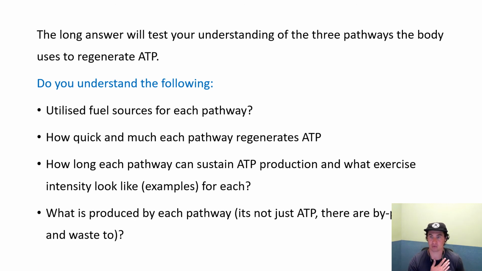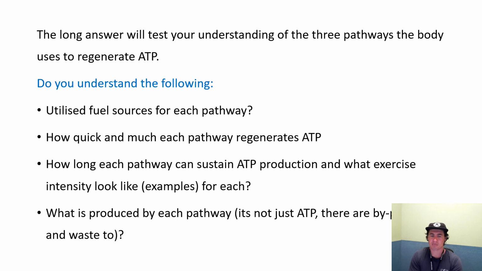And these 4 PowerPoints will, if you've got an answer for all of these, or discussion around all of these, then you'll be sweet. So what fuels are utilized at each pathway? So how is ATP regenerated at the ATP PCR space, the glycolytic space, and oxidative space? How quick and how much does each pathway regenerate ATP? This is similar to a couple of questions previous, where I'm just looking at things like super fast, fast, slow, small or very small amounts, and then large amounts. Okay, so I'm not looking for actual numbers, just comparative to each other, how quick and how much.